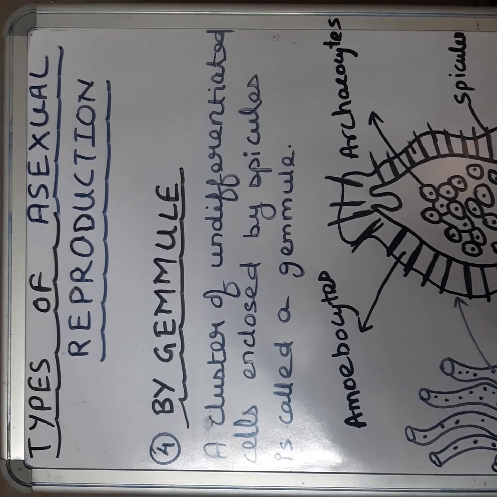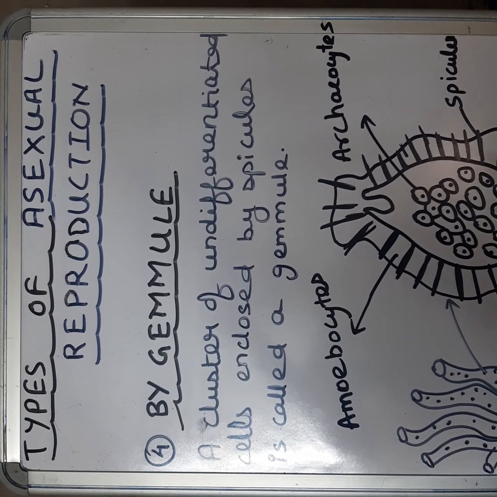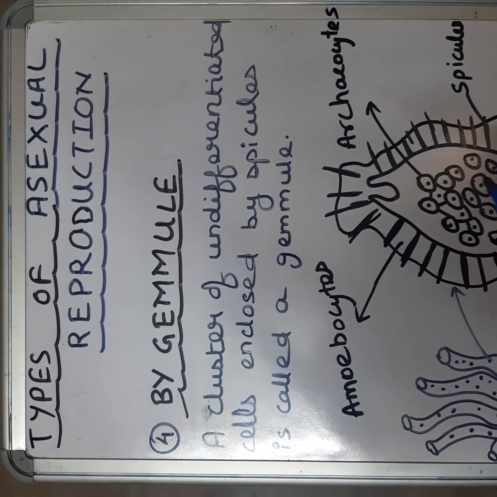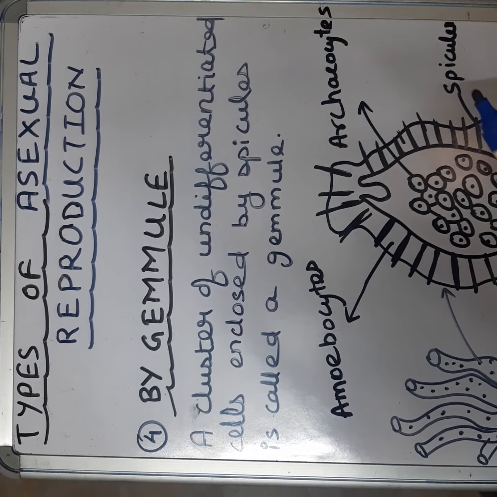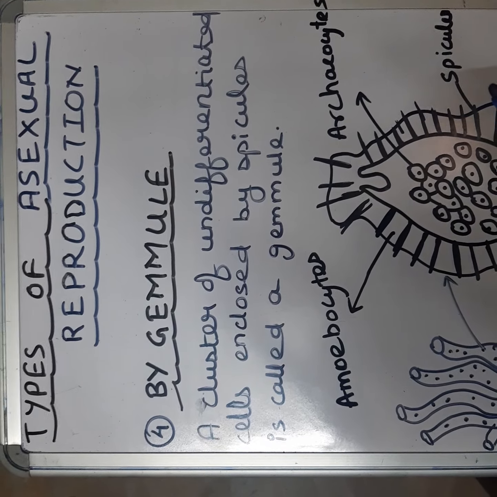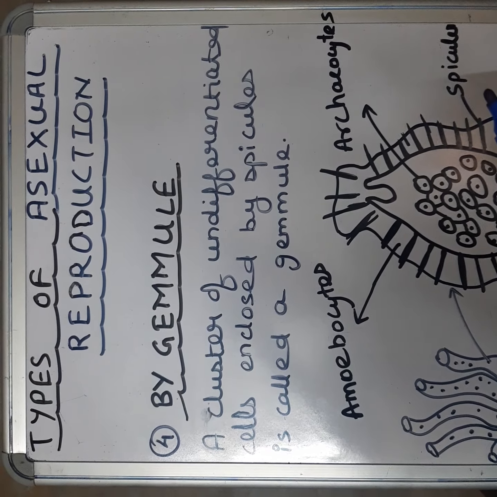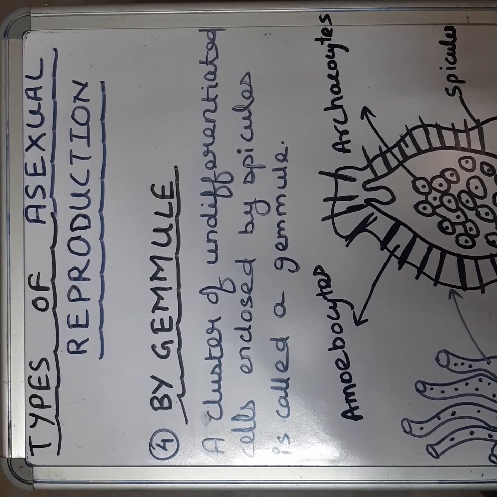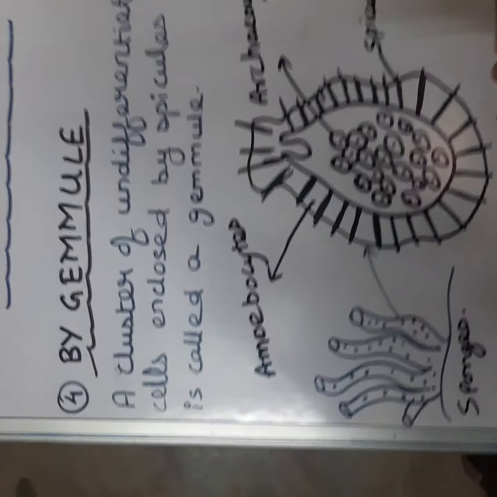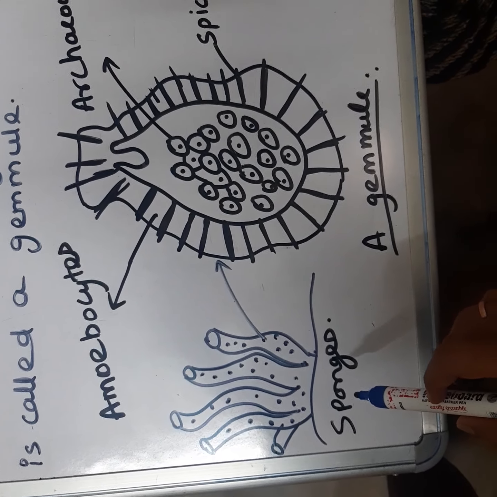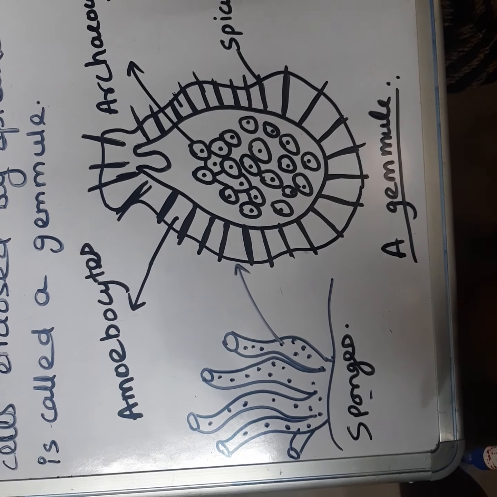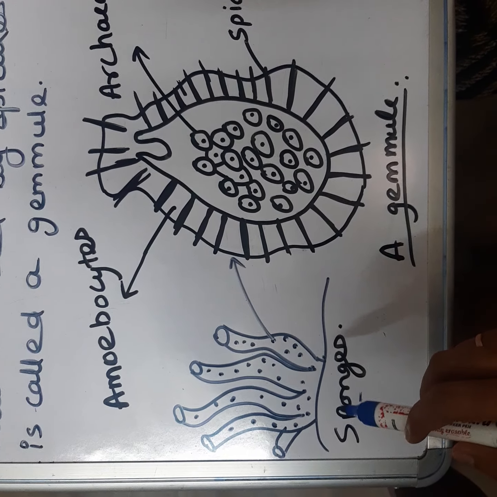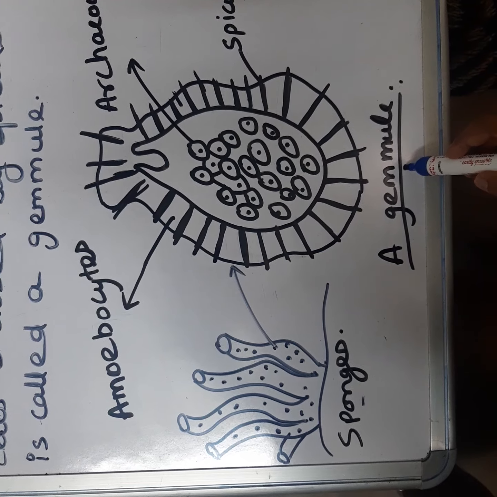Now this type of gemule you can find in sponges. What are sponges? Sponges are animal-like structures. They come under the category of animals, and they are present in water bodies. They can be either marine or freshwater. The diagram of sponges is shown here. This is the diagram of a sponge, and such sponges reproduce asexually by forming gemules in their body.